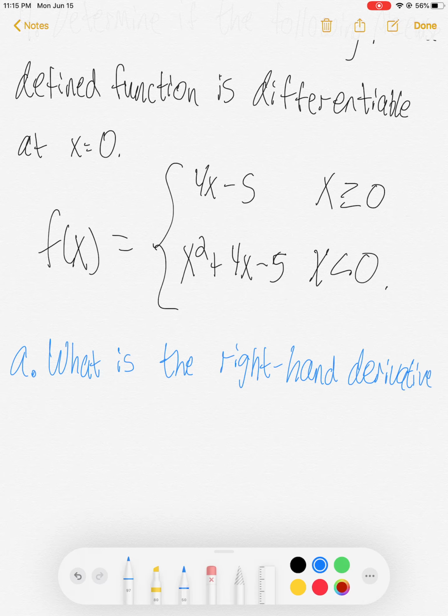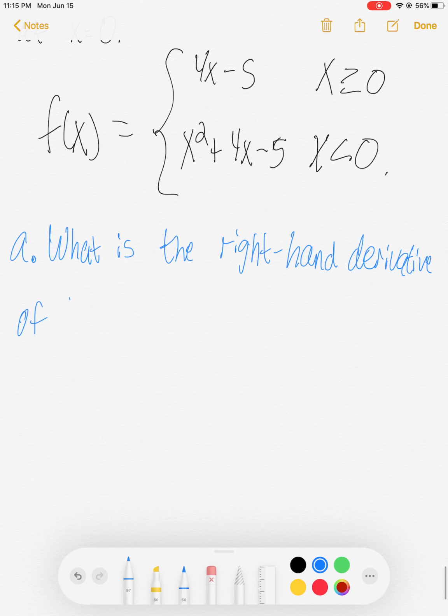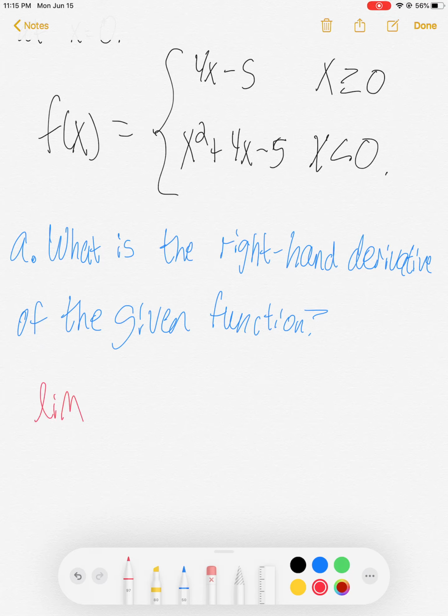And they actually guide us through this. So the first part, they don't call it part A, but I'm going to call it part A because I think it will make it easier to talk about. It asks, what is the right-hand derivative of the given function?